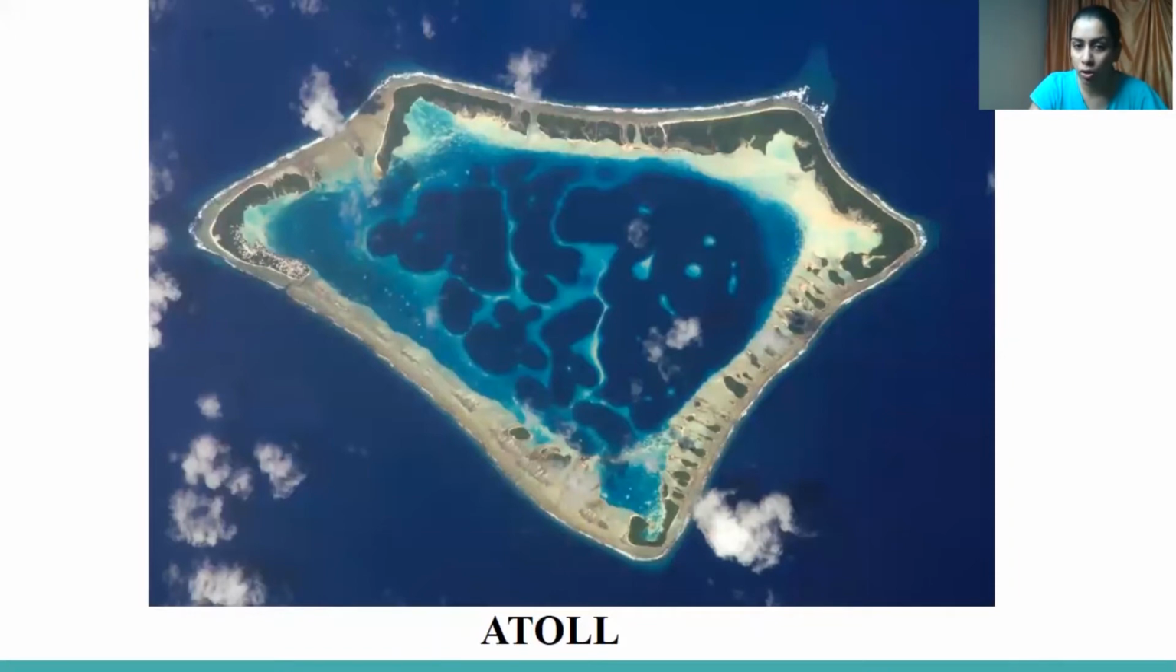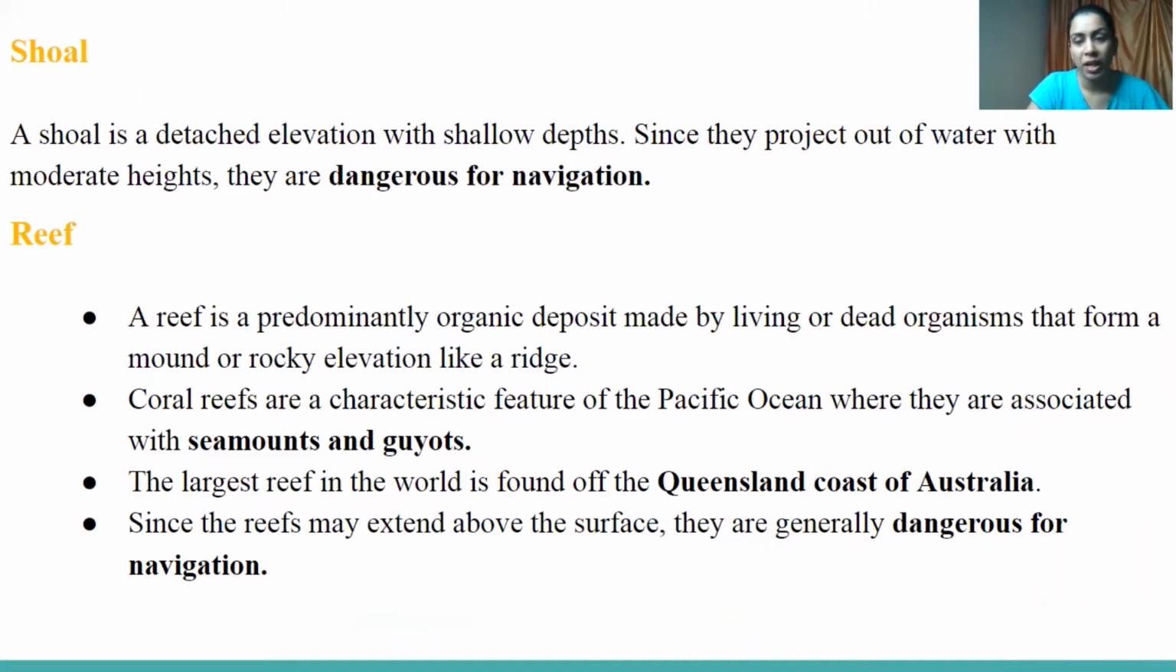The banks are the site of some of the most productive fisheries of the world. So you can see what is the atoll here. Next is shoal. A shoal is a detached elevation with shallow depths. Since they project out of water with moderate heights, they are dangerous for navigation.